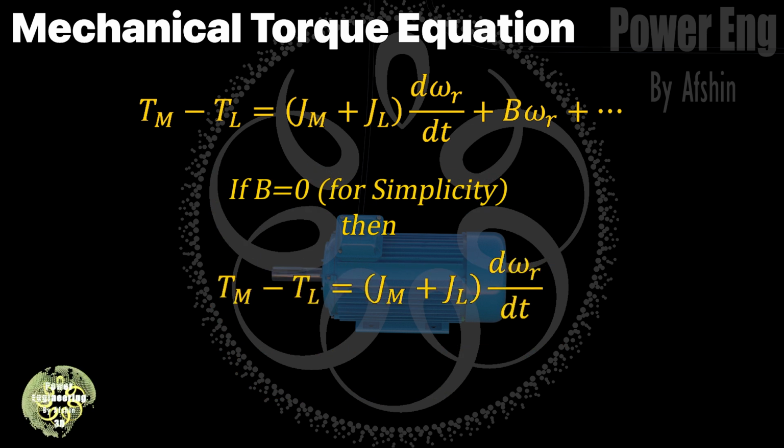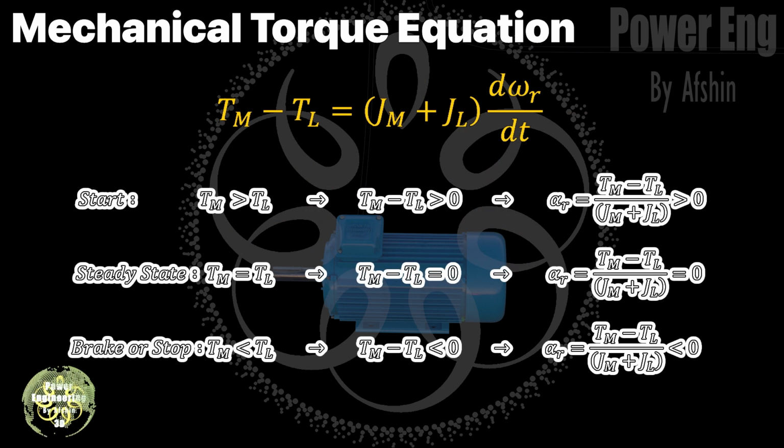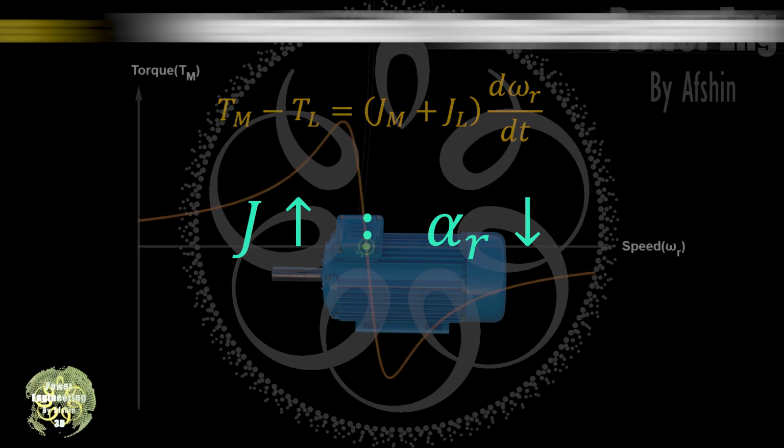During motor startup, the motor torque is greater than the load torque, resulting in a positive angular acceleration. When the motor and load reach a steady state, the motor torque equals the load torque, and angular acceleration becomes 0. When we need to stop the motor, the total torque must be negative to create negative angular acceleration. The higher the inertia, the smaller the angular acceleration, meaning the motor will take longer to stop.